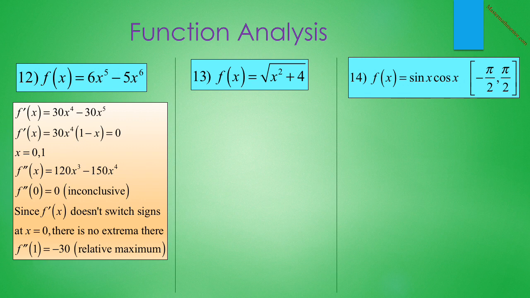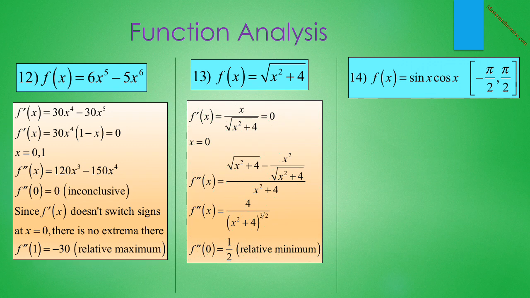F double prime of 1 equals negative 30, and therefore there's a relative maximum at x is equal to 1. Number 13 reads f of x equals the square root of x squared plus 4. Our first derivative is x over the square root of x squared plus 4. Setting that equal to 0, we get x equals 0. The denominator cannot equal 0.